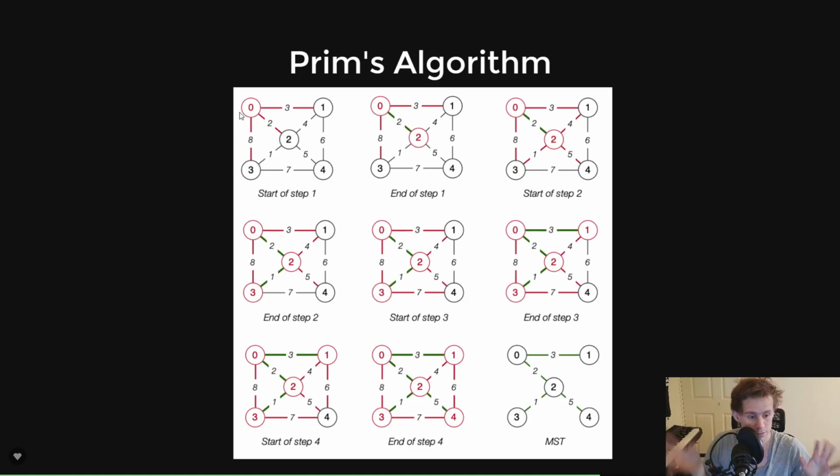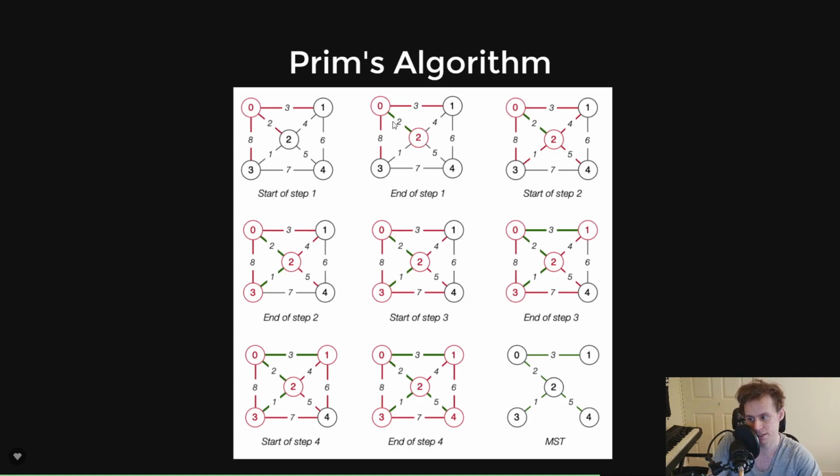Now, 0 has 3 edges around it. It has 3, 2, and 8. What Prim's algorithm says is that you're always going to select the edge with the lowest weight, or at least try to. So I select 2. That's what I do. Now our minimal spanning tree is made up of 0 and 2.